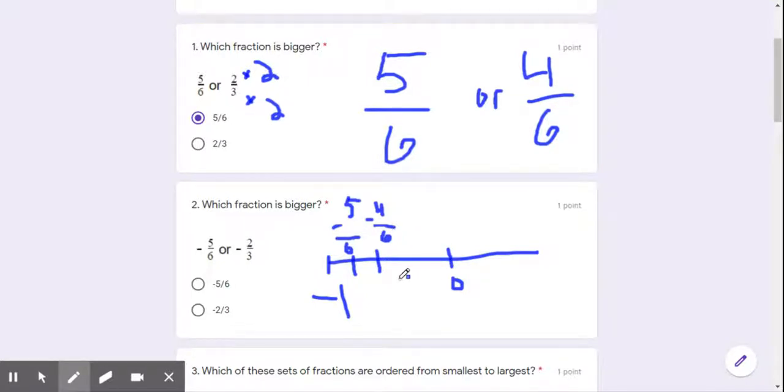Okay, so which one is bigger? Well, -4/6 is bigger because it's closer to 0. That's something that a lot of people were really good at. They figured out which one was closer to 0. So that means -4/6 is equivalent to -2/3. So -2/3 is bigger.